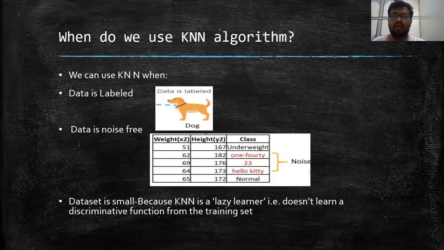And the third place where we can use a KNN algorithm is when the data set is small. Because KNN is a lazy learner, it means it takes time to process the things. So if the data set is small, then KNN is really beneficial and it is accurate.